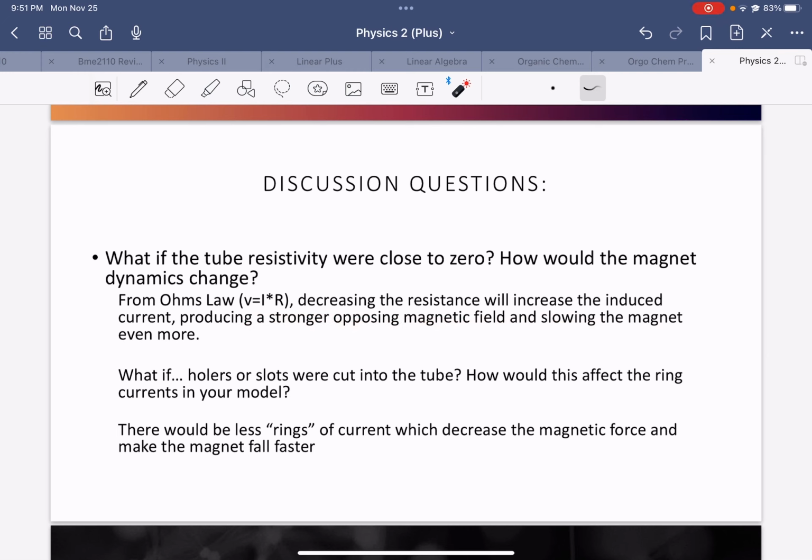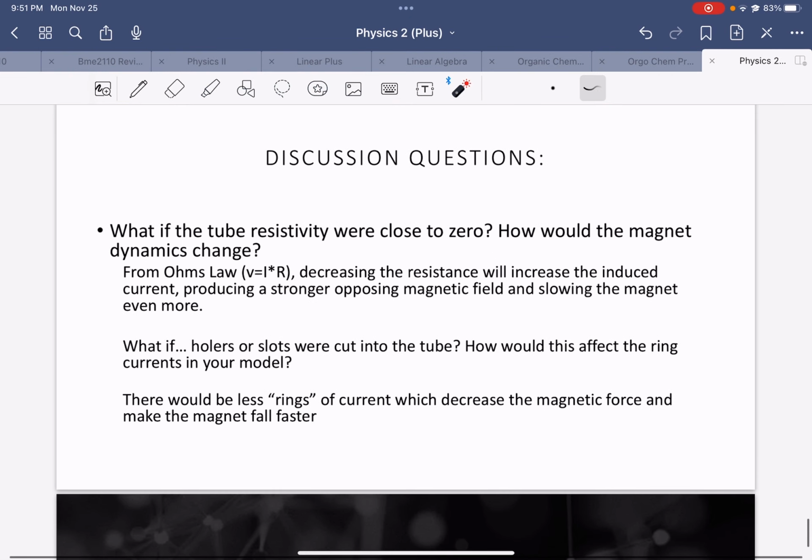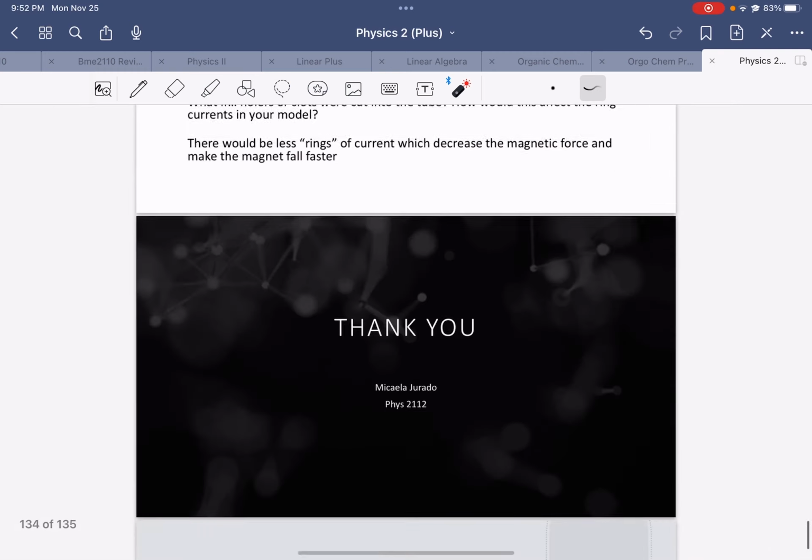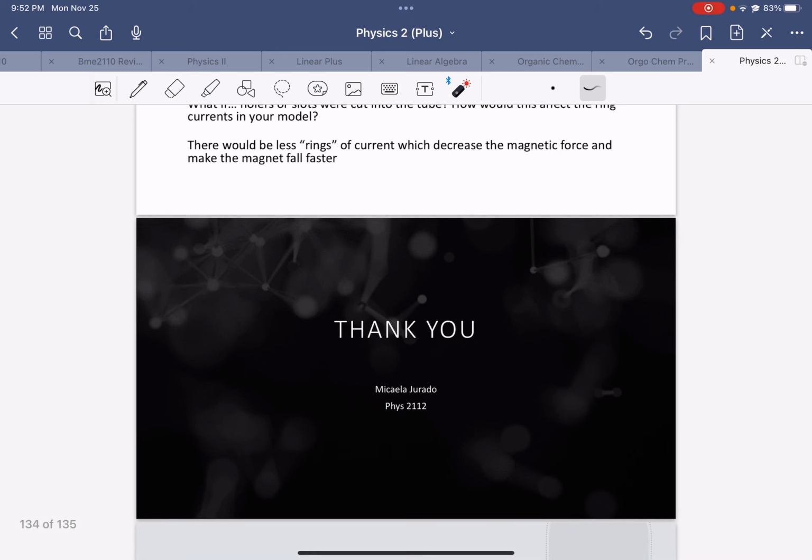What if slots were cut into the tube? How would this affect the ring currents in your model? There would be fewer rings of current, which will decrease the magnetic force, and the magnet will fall much faster. And so yeah, that's all for today.